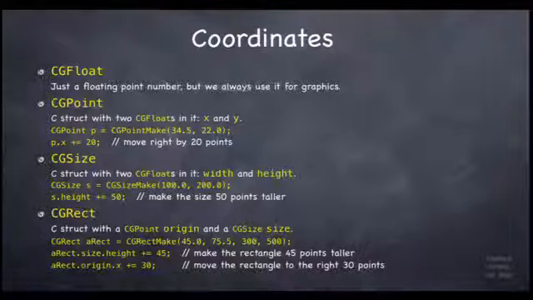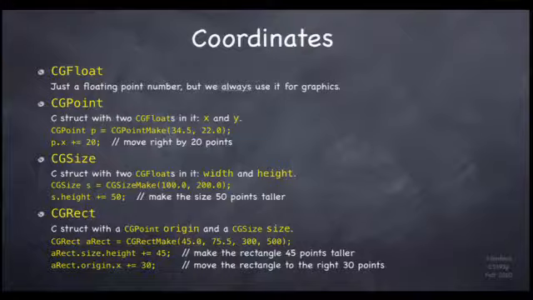CGPoint and CGSize and CGRect are so straightforward, I'm not going to spend much time on them. They're structs that have the appropriate things inside of them. CGRect is a C struct that has one of each of the other two structs in it, a point and a size. That's how you specify a rectangle. And so these are just basic C structs.